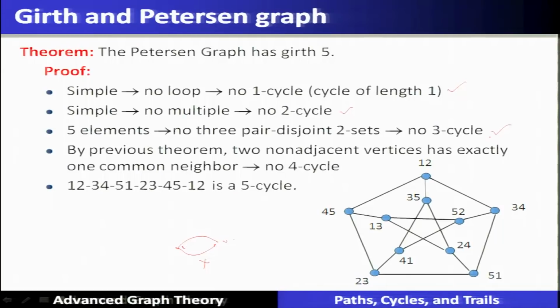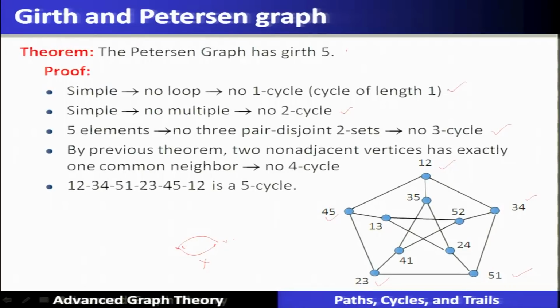There are two five cycles in the Petersen graph, which can be illustrated: 1, 2, 3, 4, 5, 1, 2, 3 and 4, 5 is one five cycle. Hence, the girth of this particular graph is 5.